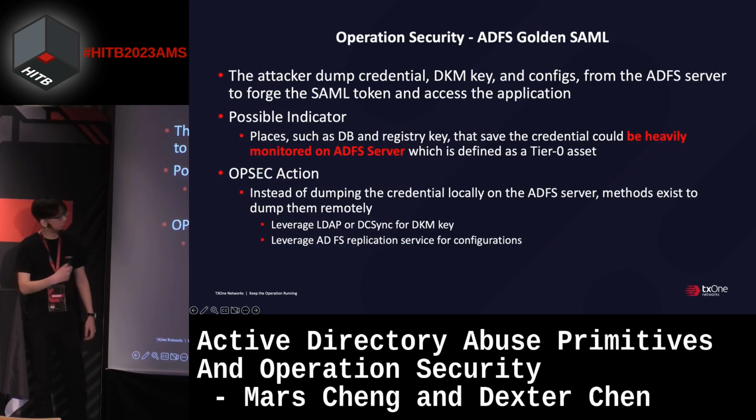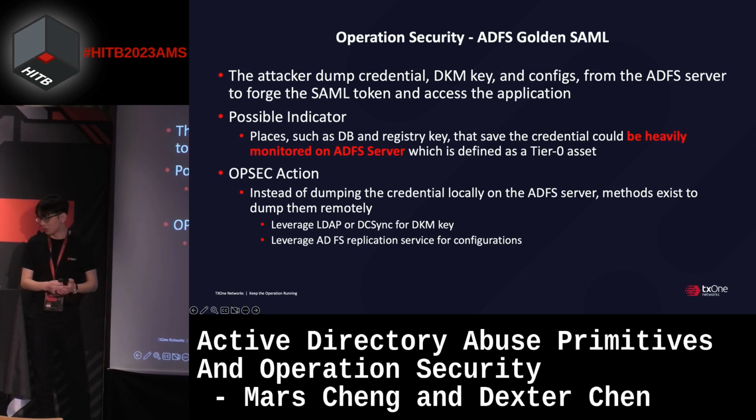For the final abuse primitive, we have the ADFS Golden SAML. The ADFS server is also defined as a tier 0 asset. So that means the places that save the credentials, such as the database and registry key, can be heavily monitored by the defender. So instead of dumping these credentials locally, we can try to dump them remotely. This can be done for the DKM key: we can leverage LDAP and DCSync to dump it remotely. And for the configuration, such as the certificate or the issuance role, we can leverage the ADFS replication service.